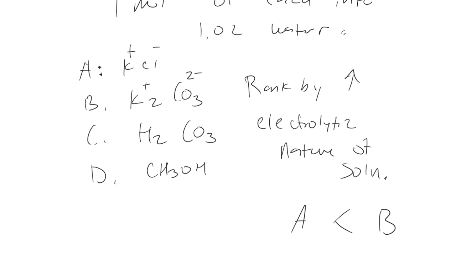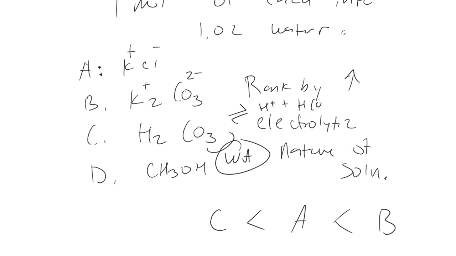But for C, we're only getting some. This is a weak acid, so we're getting less than 2 moles of ions. We're probably getting very few ions into solution here because it's a weak acid. We're getting just a small bit of H+ and HCO3- into solution, just a small amount of those ions.